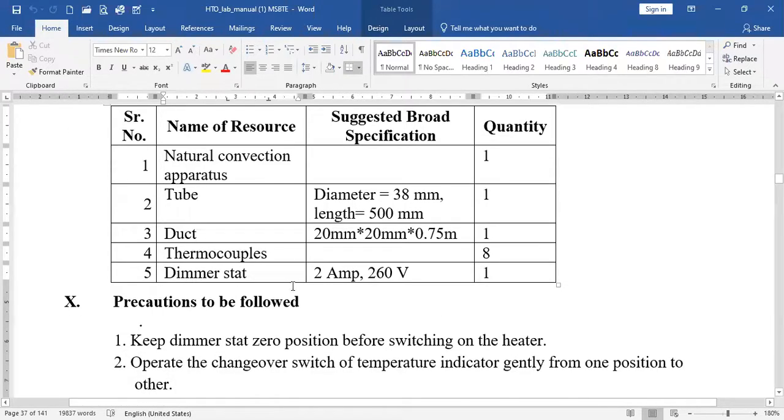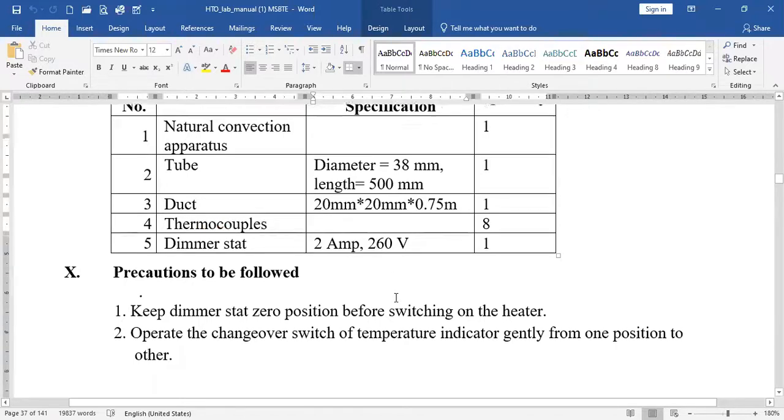Then the dimmerstat, so we have already discussed this dimmerstat in the composite wall and emissivity apparatus. For supplying the electricity and adjusting the voltage and current, we have to use this dimmerstat. The technical specification is 2 ampere and 260 volt. So this is the requirement of the experimental setup for natural convection.